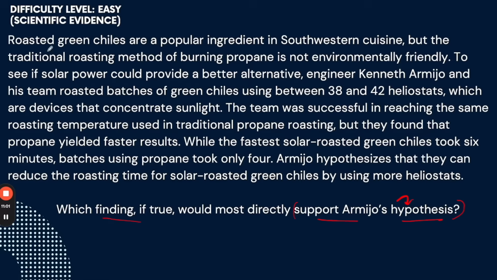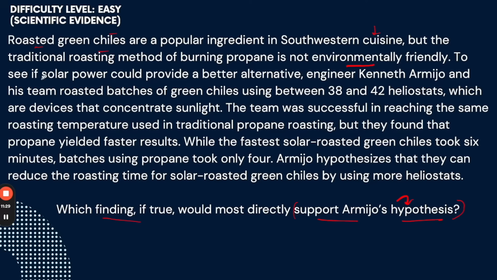Let's read the text. Roasted green chiles are a popular ingredient in southwestern cuisine. So we are talking about roasted green chiles and that this is a popular ingredient in southwestern cuisine. But the traditional roasting method of burning propane is not environmentally friendly. So here, this is a popular ingredient, but the traditional roasting method is not environmentally friendly. There's a problem with the traditional method.